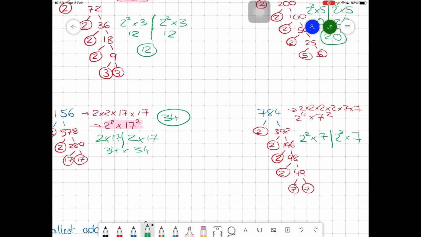To find the square root, 2 squared is 4 times 7 gives me 28. Get that on both sides. So the square root of 784 will be 28. Okay. Now I've got some of those for you to have a go at on the worksheet. Just a couple of other things I want to go through with you first.